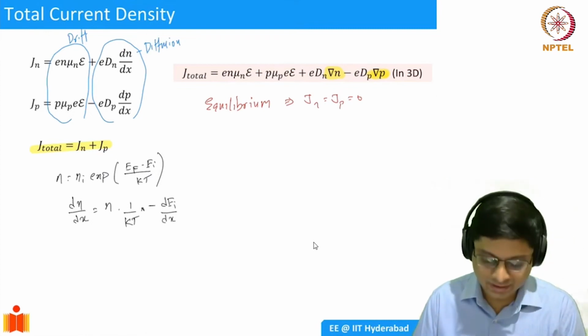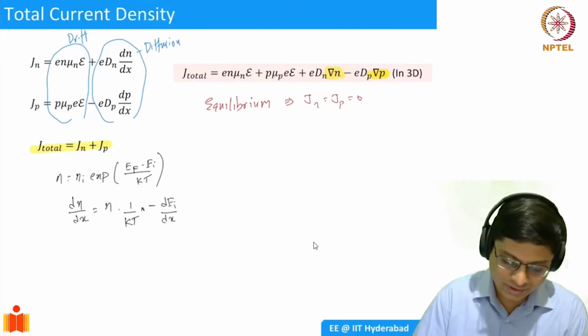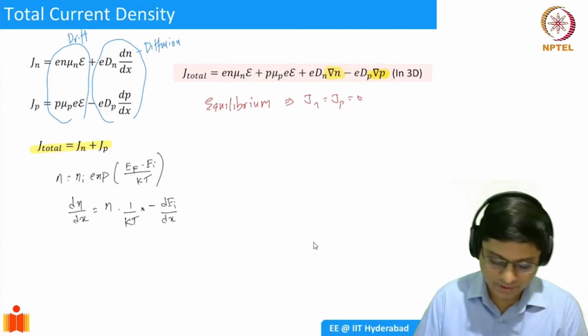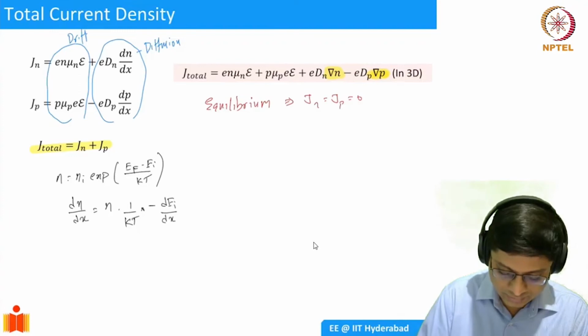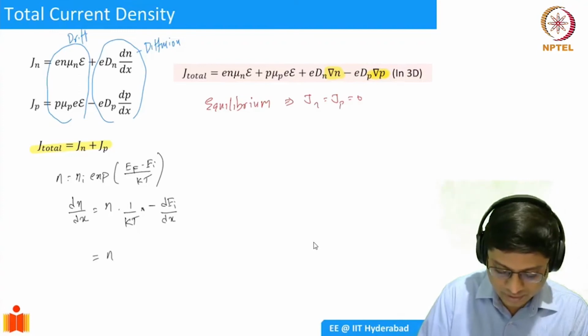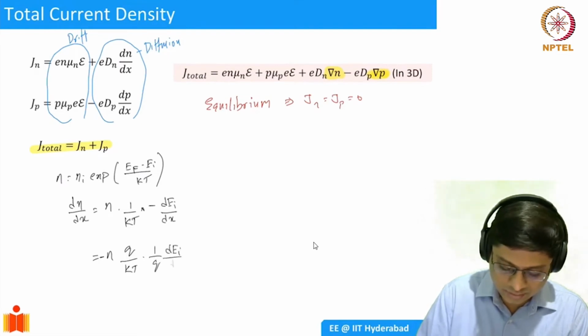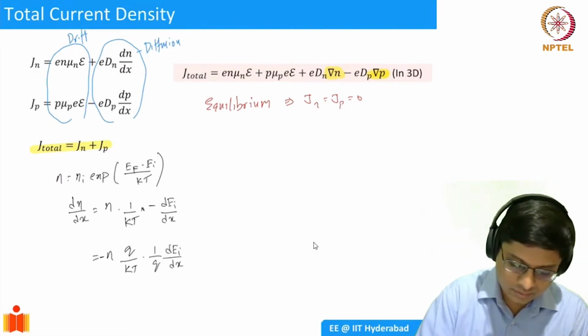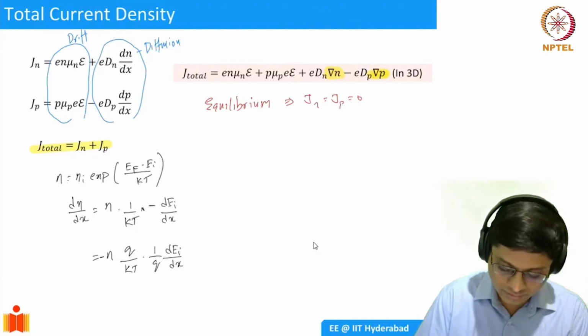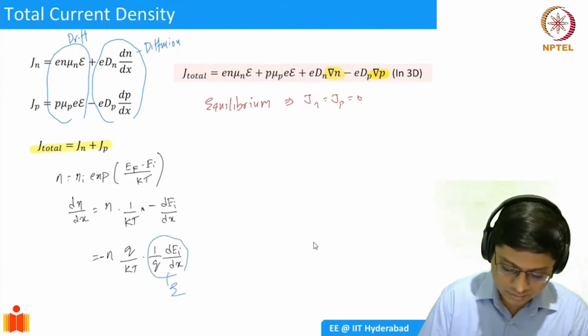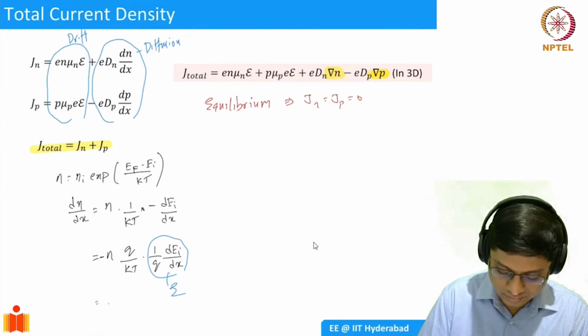What is dEI by dx? You could try to rewrite it in the form of electric field, right? So this we can write as N times Q by KT, I'll put a minus outside. So this is going to be 1 over Q dEI by dx, which is simply the electric field, right? So this is going to be minus N Q by KT times electric field.